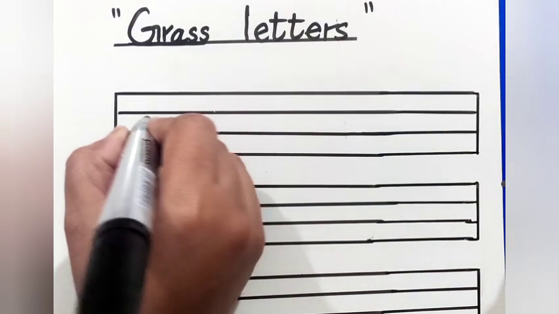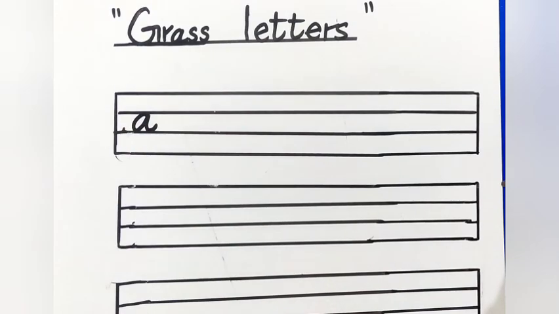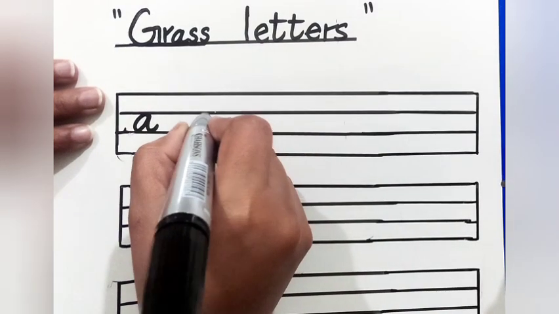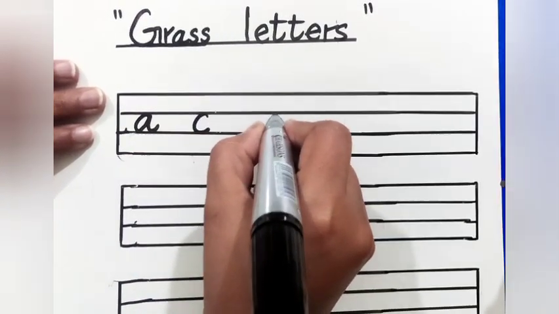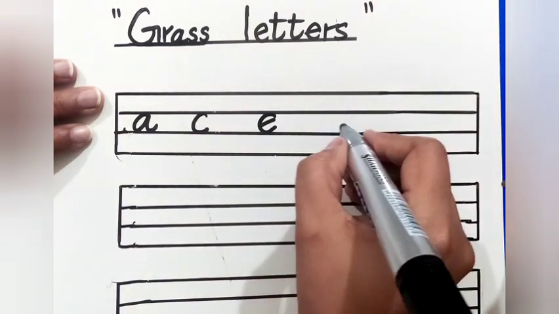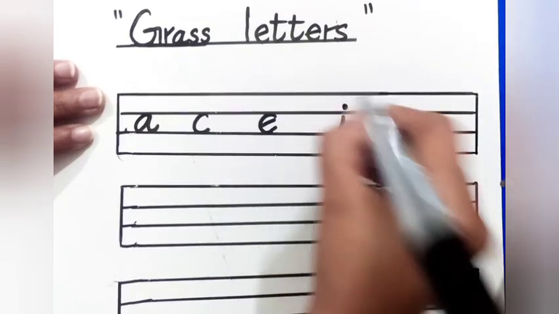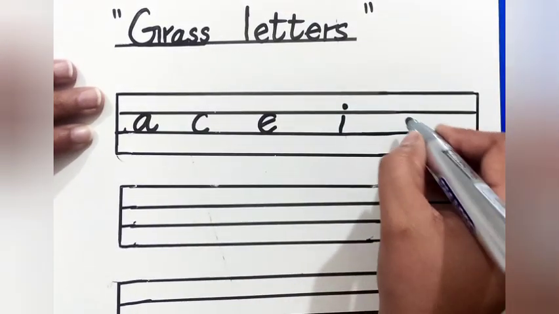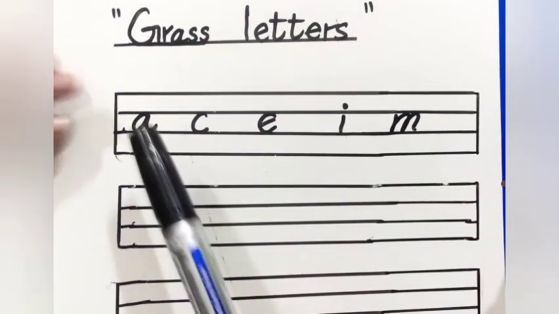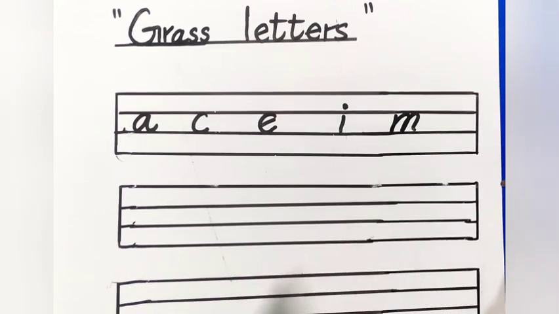First of all is A. As you can see, it fits in between two lines, or in the mid two lines. After A we have C, E, I, M, right? A, C, E, I, M. They fit in between two lines.